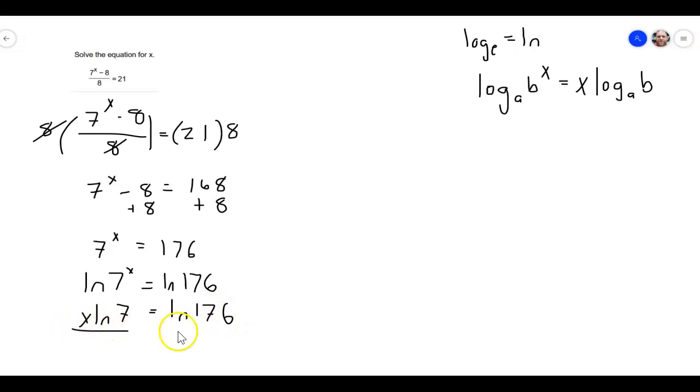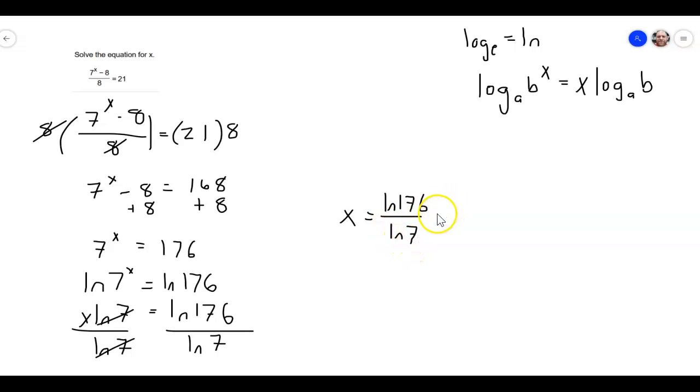Now, remember, the natural log of 7 and the natural log of 176 are just values. We can put them on our calculator, and there's some decimals. Now I can divide both sides by those values to get x by itself. Divide both sides by natural log of 7. So x, I can just cancel out those two values, is equal to the natural log of 176 over the natural log of 7.